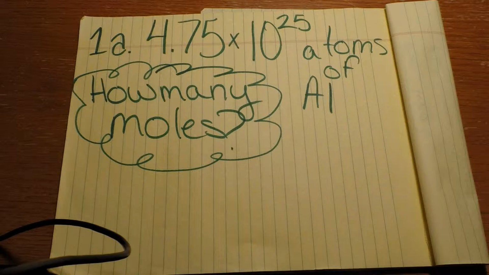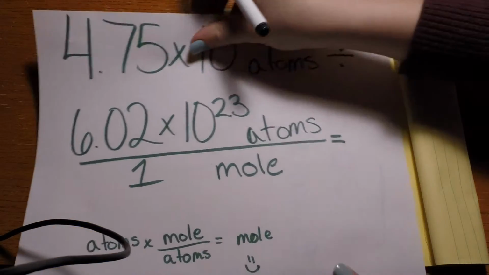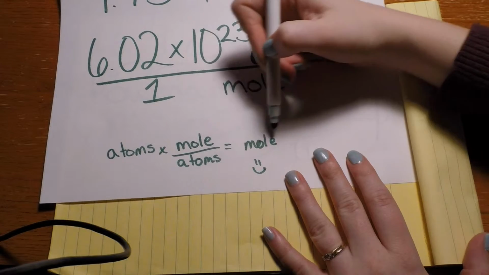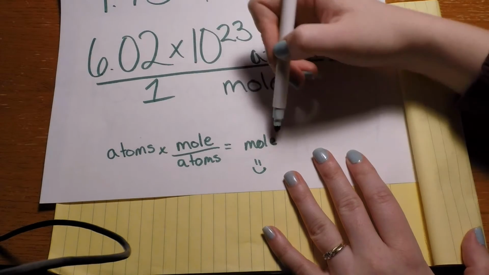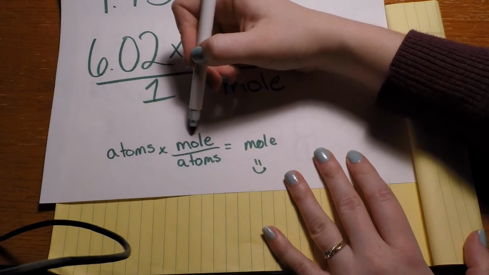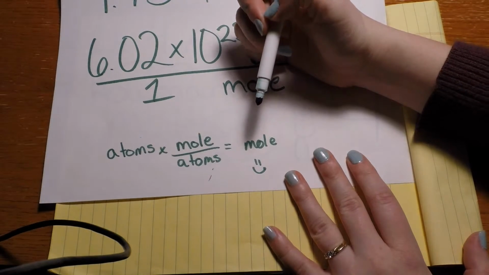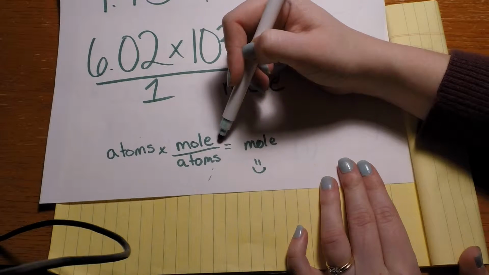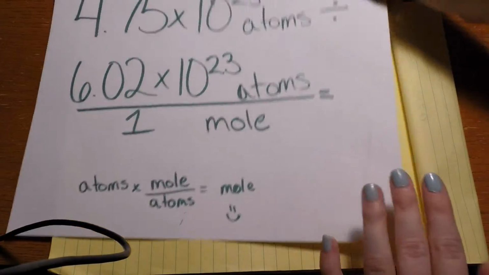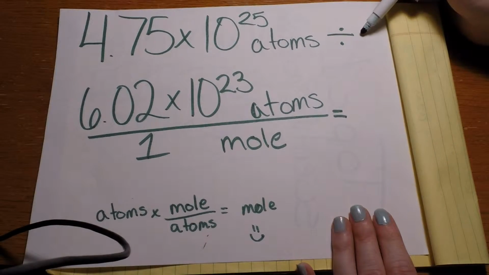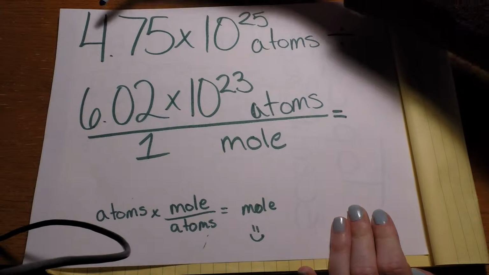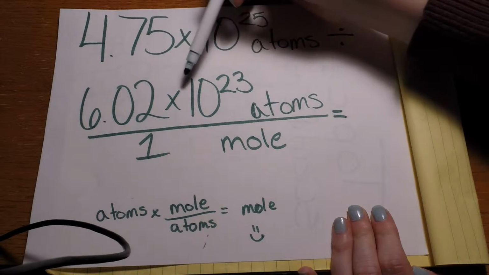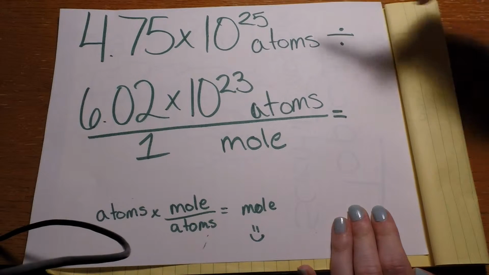So we're going to set this up like this. We would normally just say atoms multiply by a line equals moles. So we put the unit we have, the unit we want, put the unit we want on top, the unit we have on bottom. Okay? Now, we know that the number of atoms in 1 mole is 6.02 times 10 to the 23rd, and because I prefer to divide rather than multiply by a fraction, the way I would set this up would be to take 4.75 times 10 to the 25th and divide it by 6.02 times 10 to the 23rd. And that should give me moles.